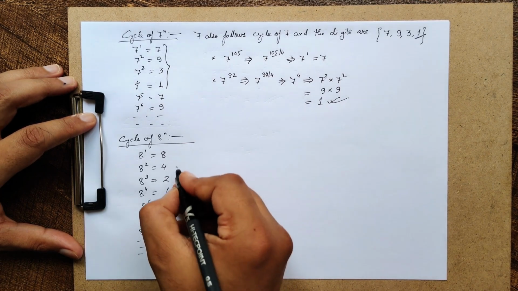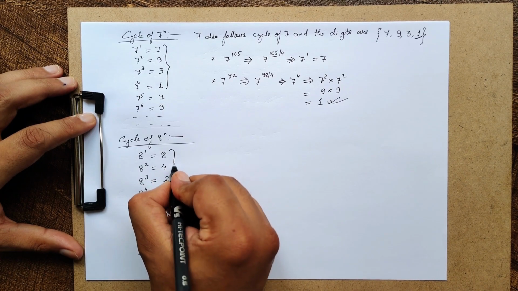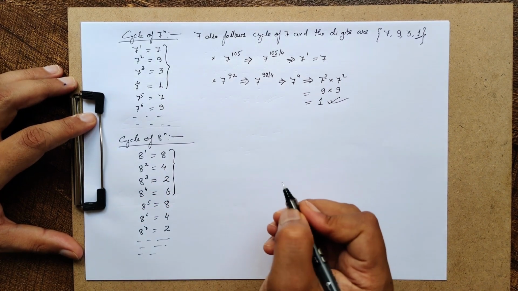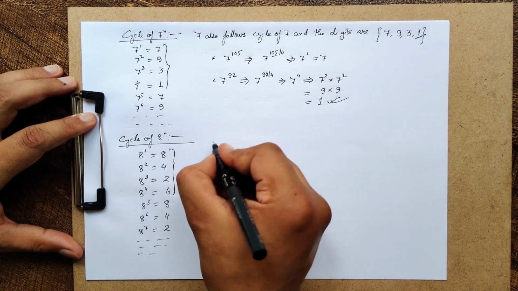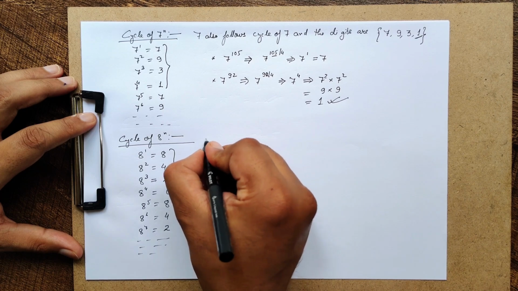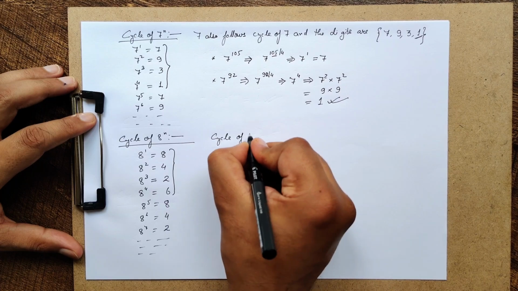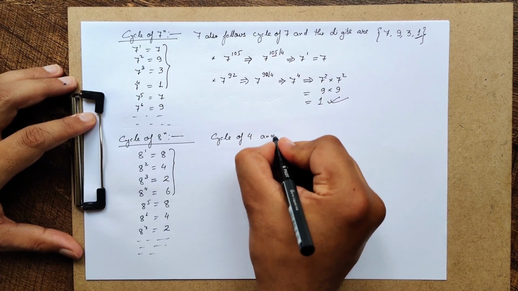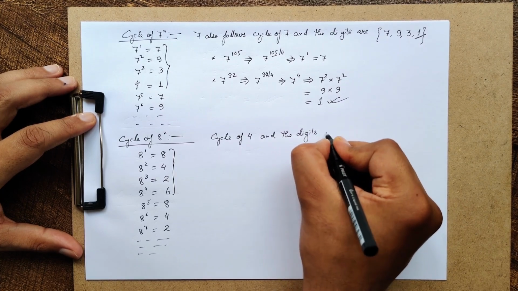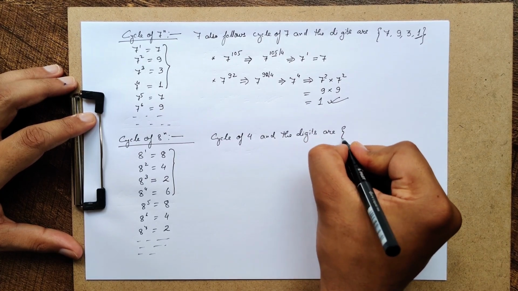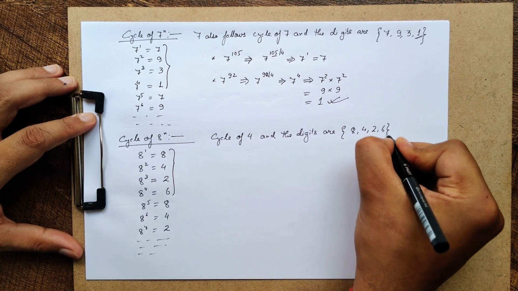So we see here that 8 also follows the cycle of 4, and the digits are 8, 4, 2 and 6. So we can say that 8 follows cycle of 4 and the digits are 8, 4, 2 and 6.